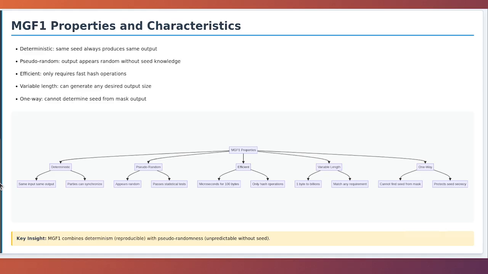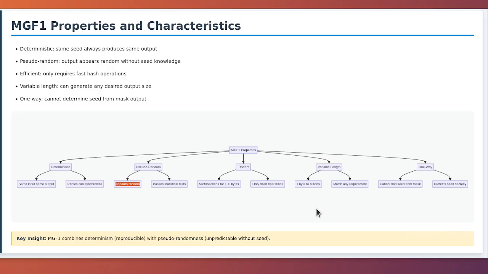Second, MGF1 provides pseudo-randomness. The output passes statistical randomness tests and has no detectable patterns or correlations. Each byte of output appears independent and uniformly distributed. This property comes from the hash function's properties. As long as the seed is truly random, the MGF1 output will be pseudo-random and suitable for use as a cryptographic mask.